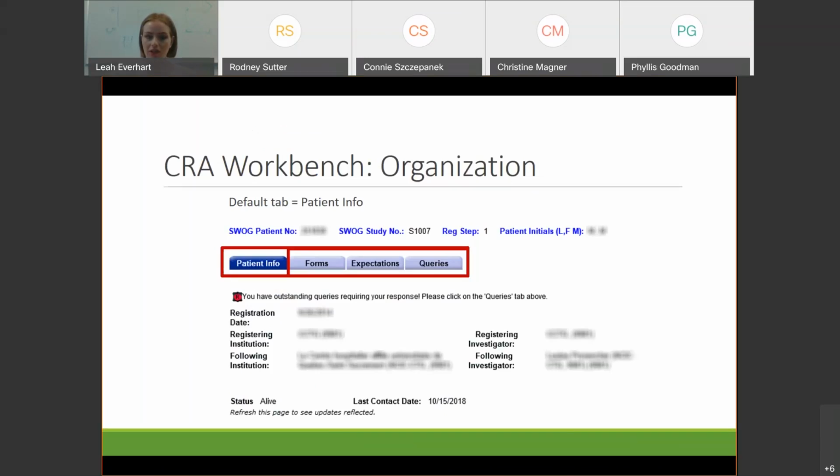And at the top, you'll see there are a total of 4 tabs for patient information, the default tab, but also forms, expectations, and queries. The forms tab takes you to the forms used for data entry. Expectations tab will show any outstanding or upcoming expectations for the patient. And the queries tab shows you a list of open queries for the patient. Next slide, please.